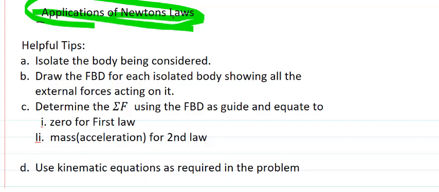Hello everyone, let's do the applications of Newton's laws. Let's just consider forces to be constant. And before solving a specific problem, let me give you these helpful tips. It is very useful if you follow the following steps in solving a problem.